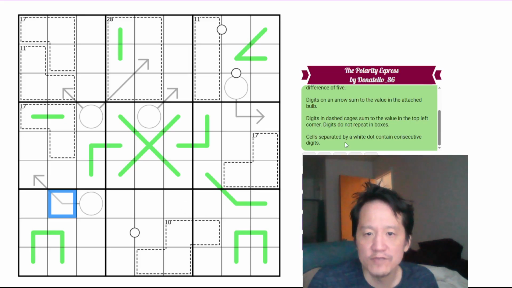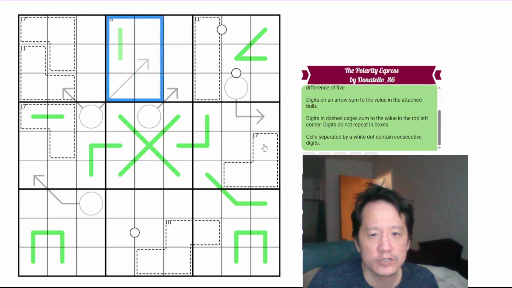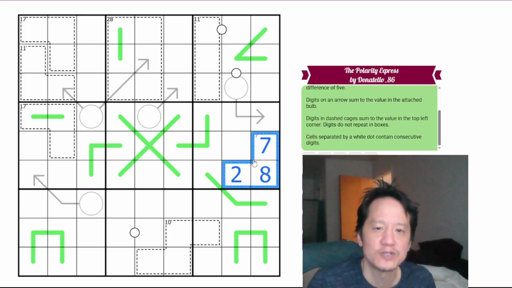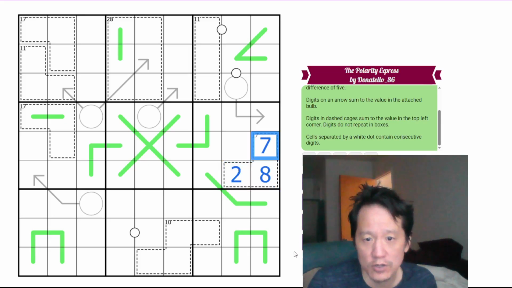We also have digits in dash cages sum to the value in the top left corner. Digits do not repeat in boxes. So for example, these 3 digits must add up to 17, these 3 must add up to 11, these 6 must add up to 28, etc. As an example, let's use 7, 2, and 8. These 3 digits would add up to 17, so that would fulfill the killer cage rules. These are killer cages.